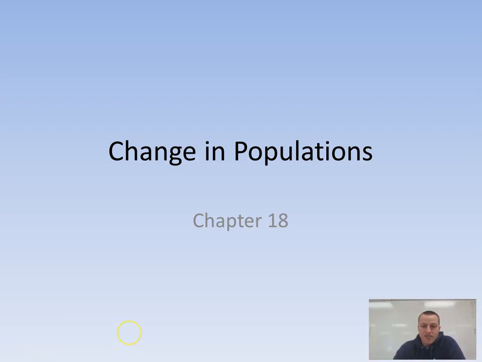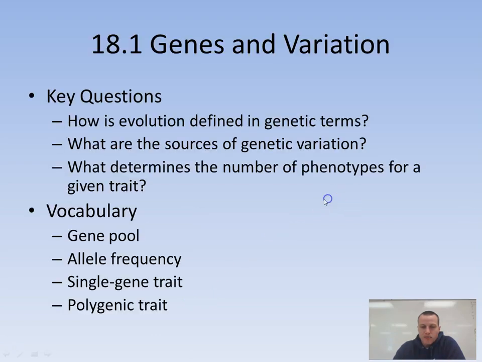This is the last chapter of the semester, so pretty excited about that. Chapter 18. What we're going to be talking about is the change in populations over time. So what we're going to be looking at is building off what we already know about genes and how genes are passed on from offspring to offspring within a certain population, and that creates variation within a population. So that's what we're going to be looking at now.